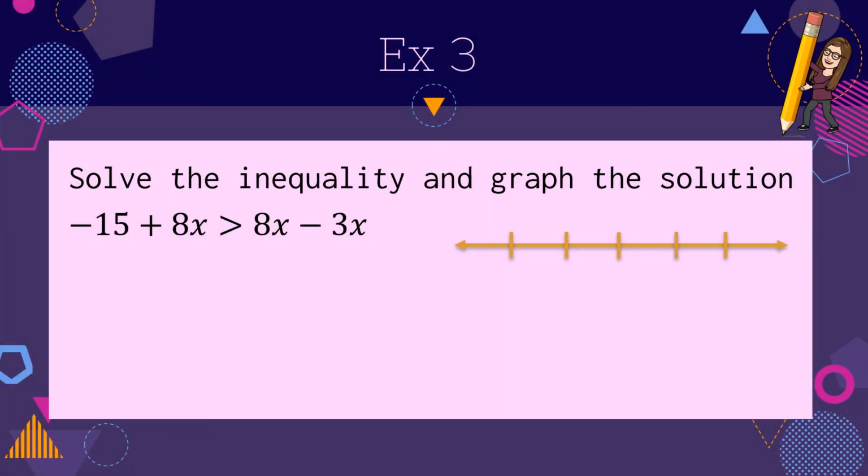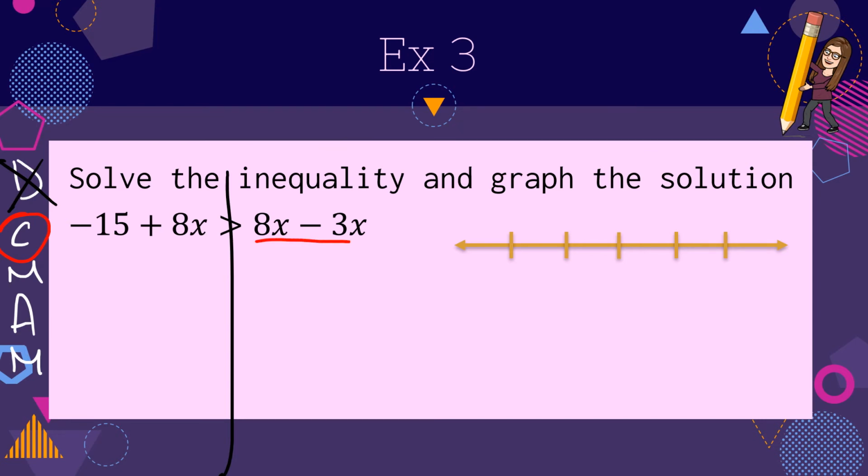Alrighty, 2 more examples. Let's work our way through these steps. I'm going to draw a line down the inequality symbol. First step, distribute. I don't have any. Second step, combine. Oh, I do. If I look at that right side, I only have 2 things, but they can go together. If I have 8 x's and I subtract 3 x's, I have 5 x's. Everything else falls down.